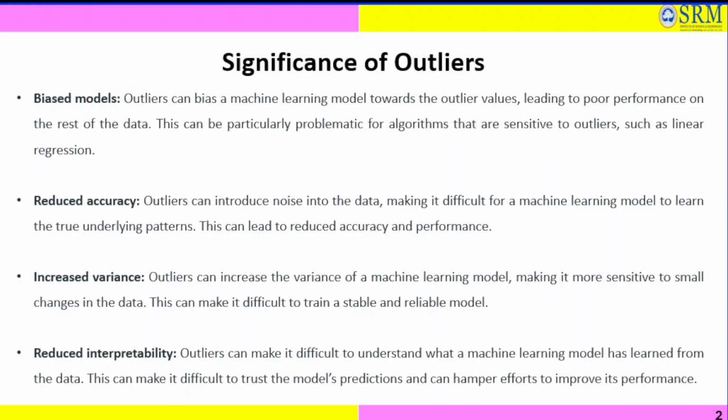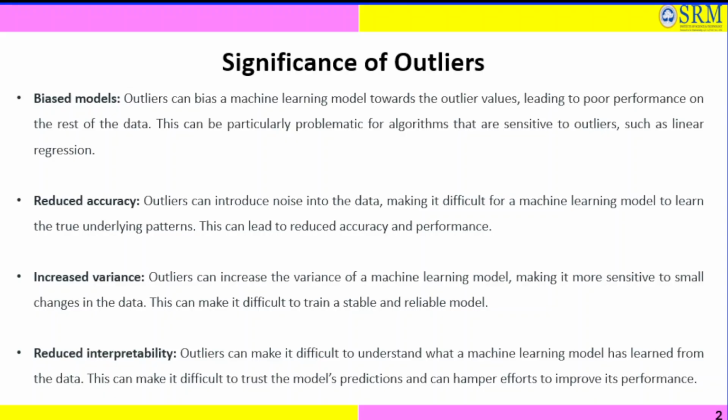Then we have the impact on accuracy. Outliers can introduce noise into the data, making it difficult for a machine learning model to learn the true underlying pattern, which can lead to reduced accuracy and performance. Increased variance: outliers can increase the variance of a machine learning model, making it more sensitive to small changes in the data, which can make it difficult to train a stable and reliable model.